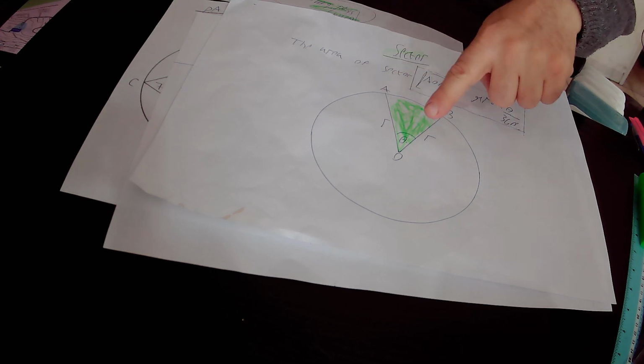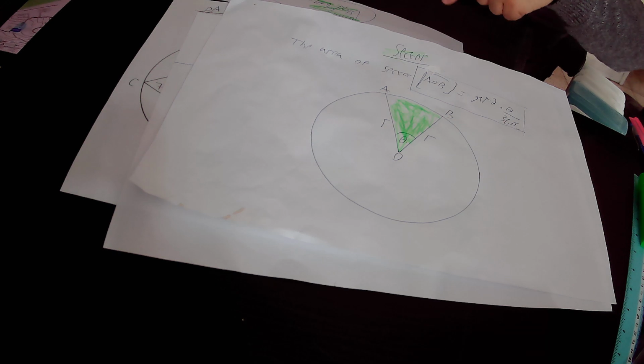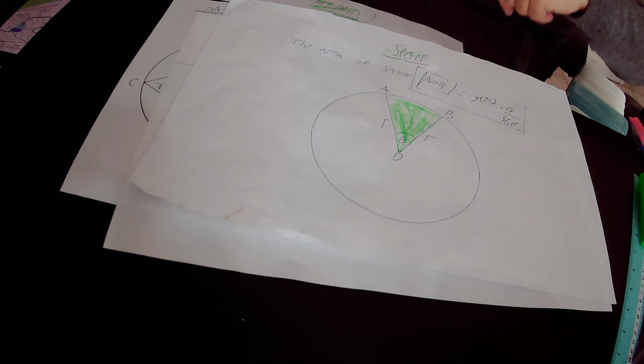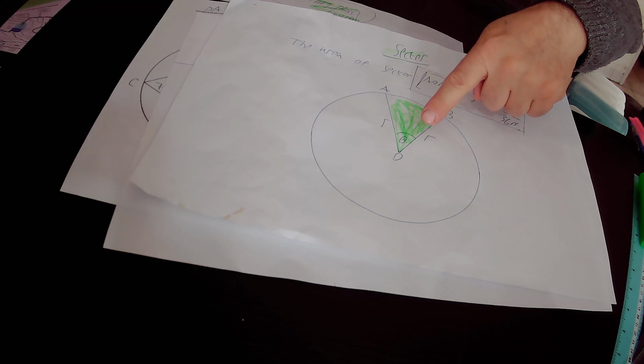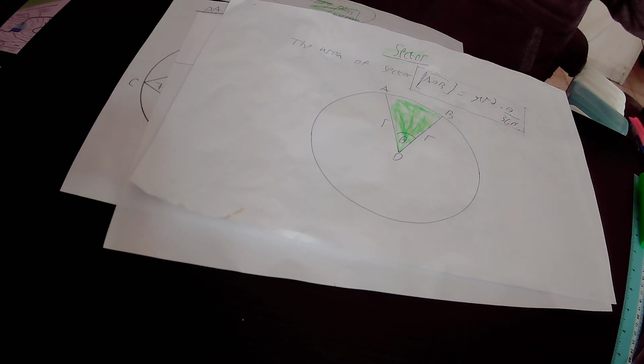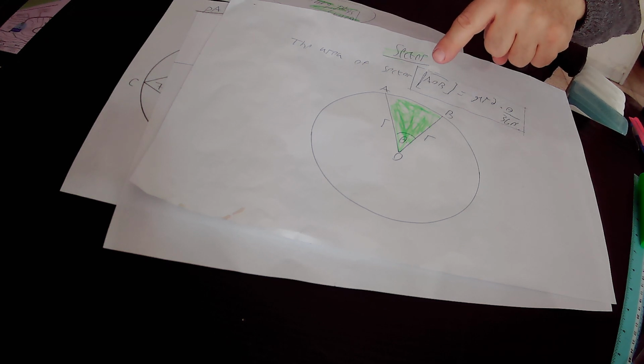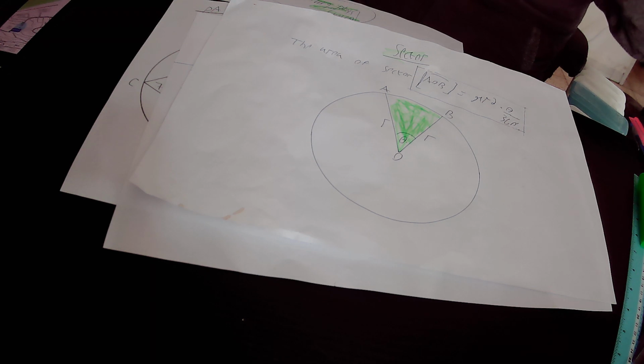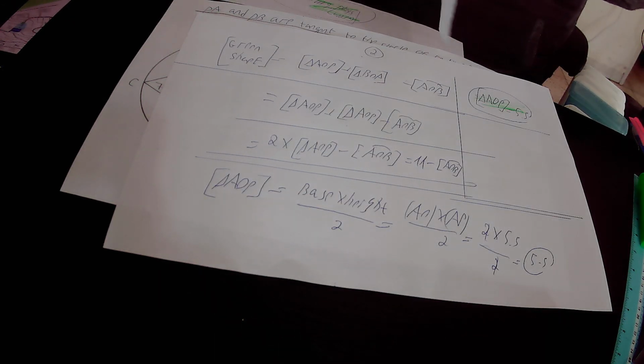So what is the area of this sector AOB? The area of sector AOB equals the area of the circle that contains the sector, that is pi r squared, times the angle between the legs of this sector, theta, over 360 degrees. In conclusion, the area of the green sector AOB equals pi r squared times theta over 360 degrees. Okay.